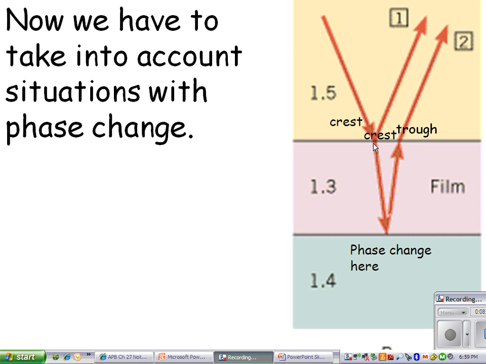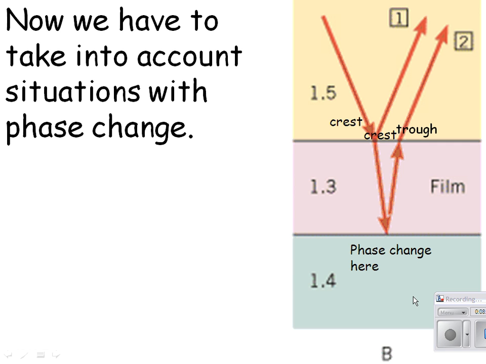And since there's a phase change here, you have to realize that when you go from a crest to a trough, it's half a wavelength, but then the phase change causes it to add on another half wavelength, so that's a total of 1 wavelength. So this has to be half wavelength down, half wavelength up to go from that crest to the trough, including the phase change.